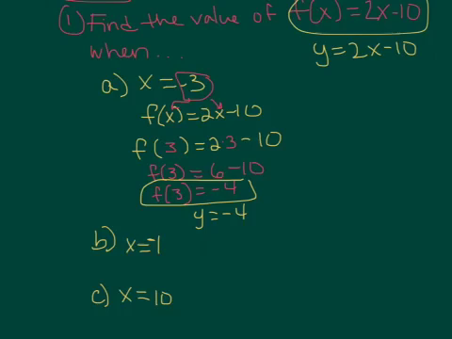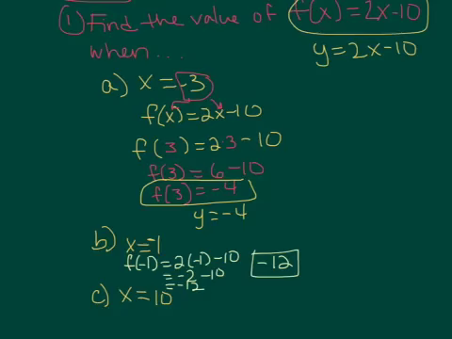Okay, for B, we're going to take our equation, f of x equals 2x minus 10. I'm going to rewrite this as f of negative 1 equals 2 times negative 1 minus 10. 2 times negative 1 is negative 2. So I end up getting the answer of negative 12.